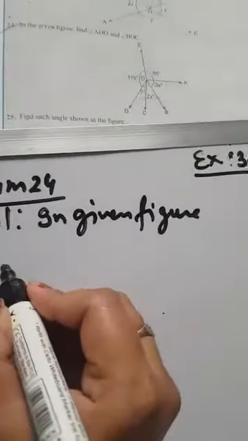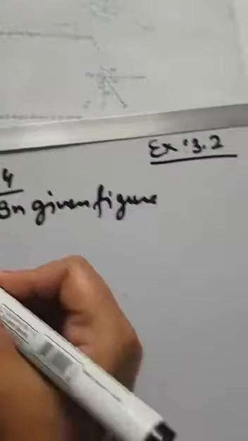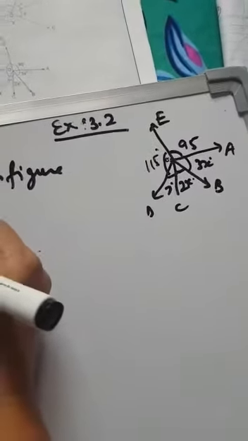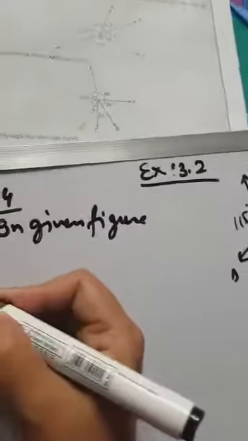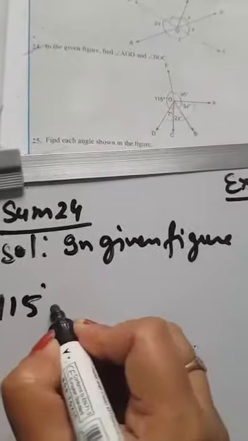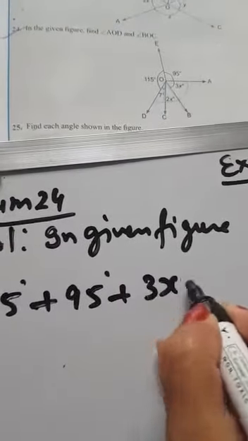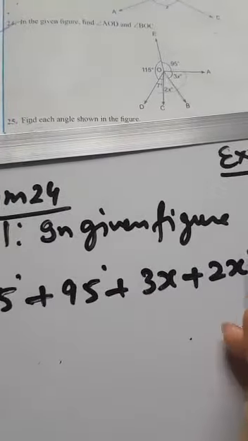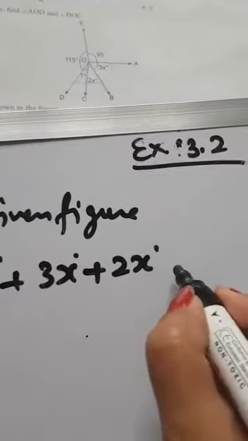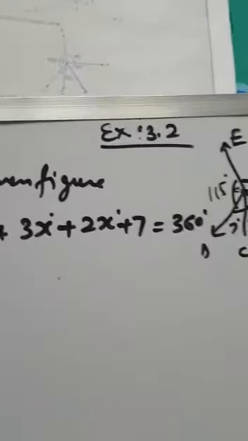So in the given figure, we will start from 115. I am not writing the name of the angles. You can write the name of the angles also, no worry. In previous sums I have written. Now I am simply writing 115 plus 95 plus 3x plus 2x degree plus 7 is equal to 360 degree.